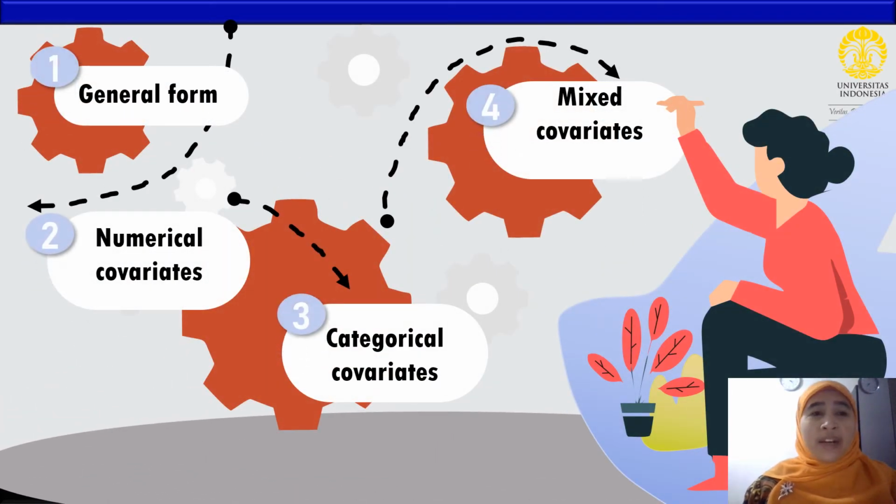Here is the outline of what we will discuss for this session. First, we will look at the general form of the linear model. Then we look at the form of each type of the covariates. They are numerical covariates, categorical covariates, and then we will look at the model with mixed covariates.